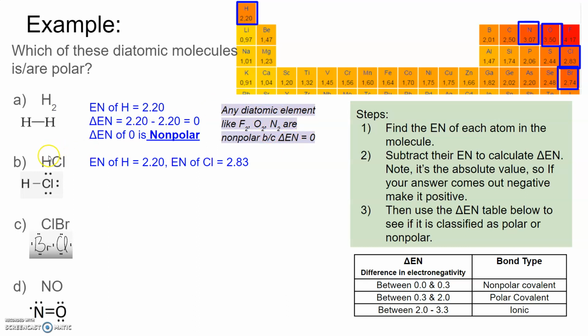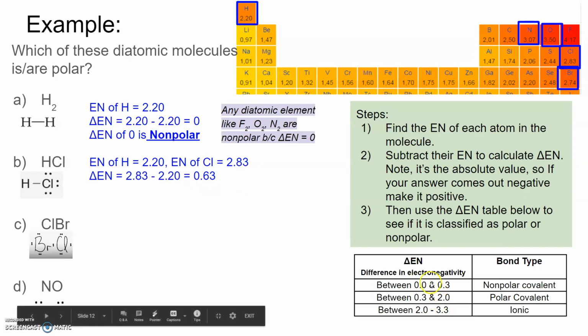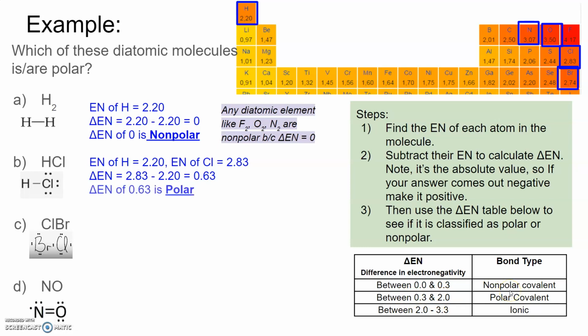But anyway, going back to this example for HCl, I found hydrogen and chlorine in this electronegativity table and wrote down the electronegativities. Then I'm just going to subtract those 2 values. I get 0.63. So then I go to this table. Where's 0.63? It's not between 0.0 and 0.3. It's between 0.3 and 2.0. So that makes it polar covalent, so this will be a polar molecule.